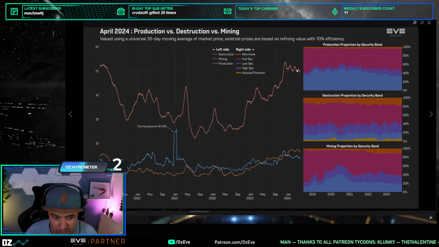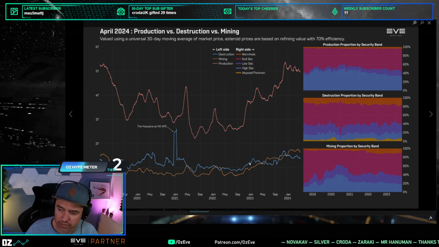We have big changes coming to Null with new structures. We have new ships coming that are good. And so the production is certainly going to be driven up. Mining is in a fairly good spot as well. Remember, this has been fixed. So this is actually a much more meaningful graph than it used to be.